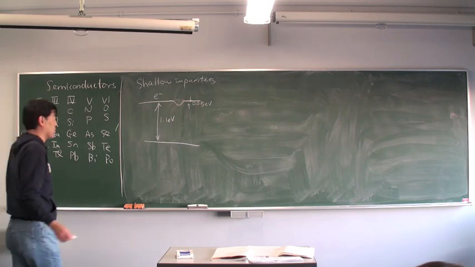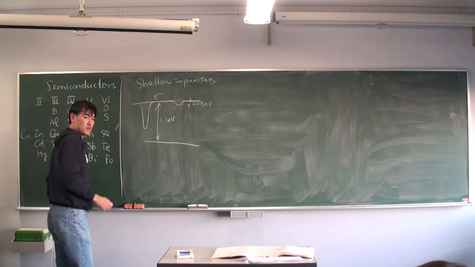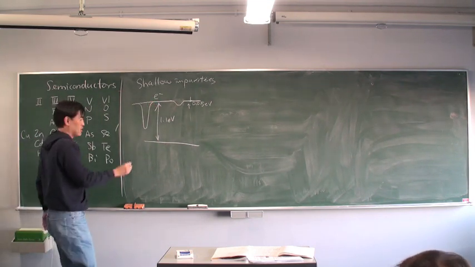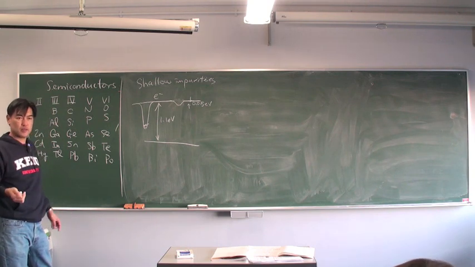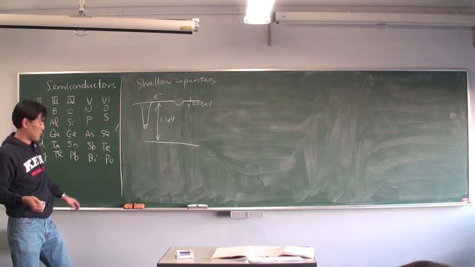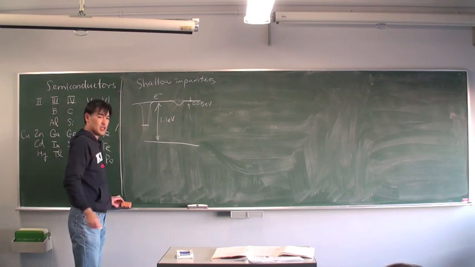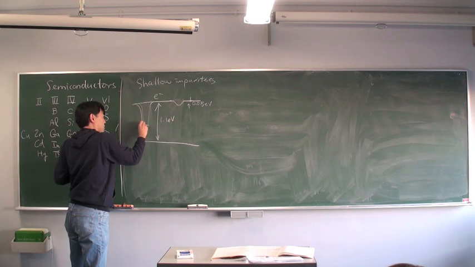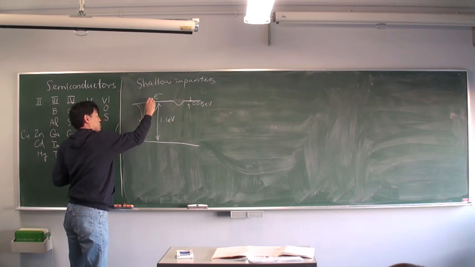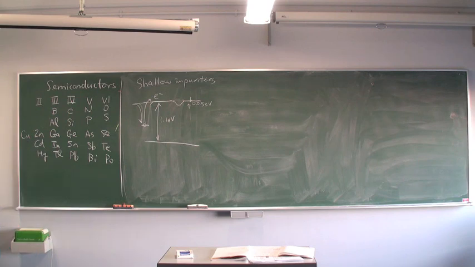There are also deep impurities, which have a deep trap. So once an electron is trapped, it is difficult for the electron to go back. Okay? And we always draw some states inside for traps. So there's electron trap, and there's electron emission. Okay?